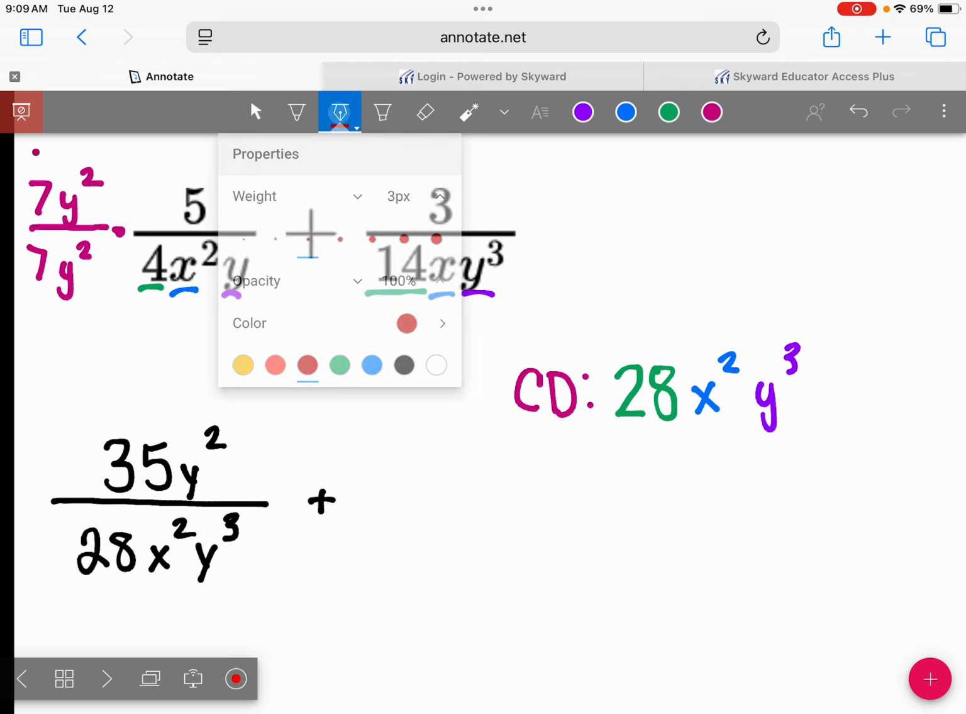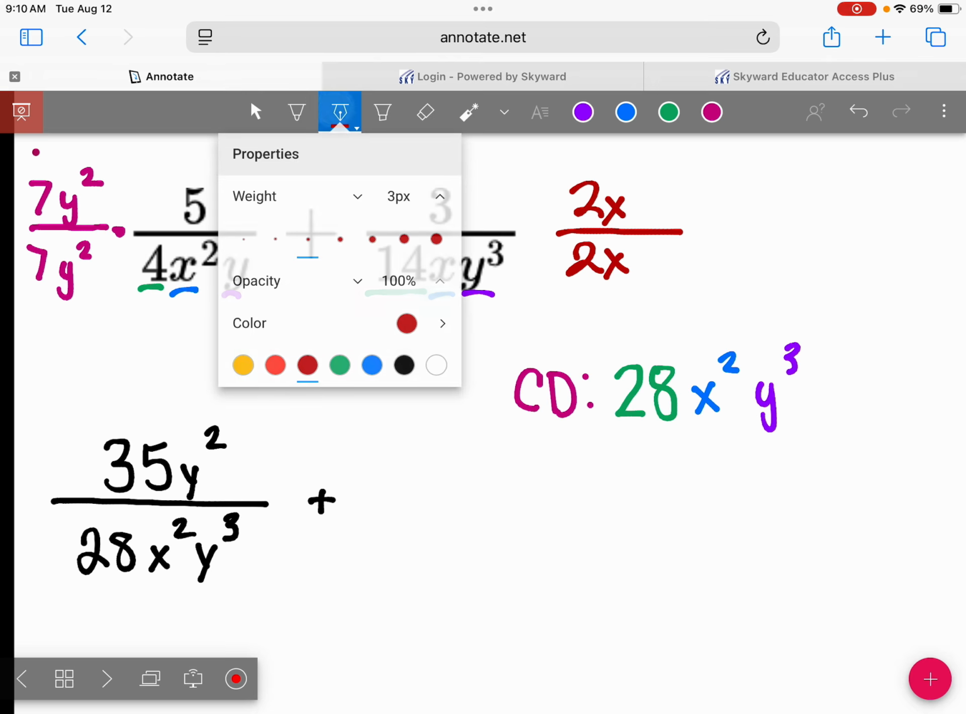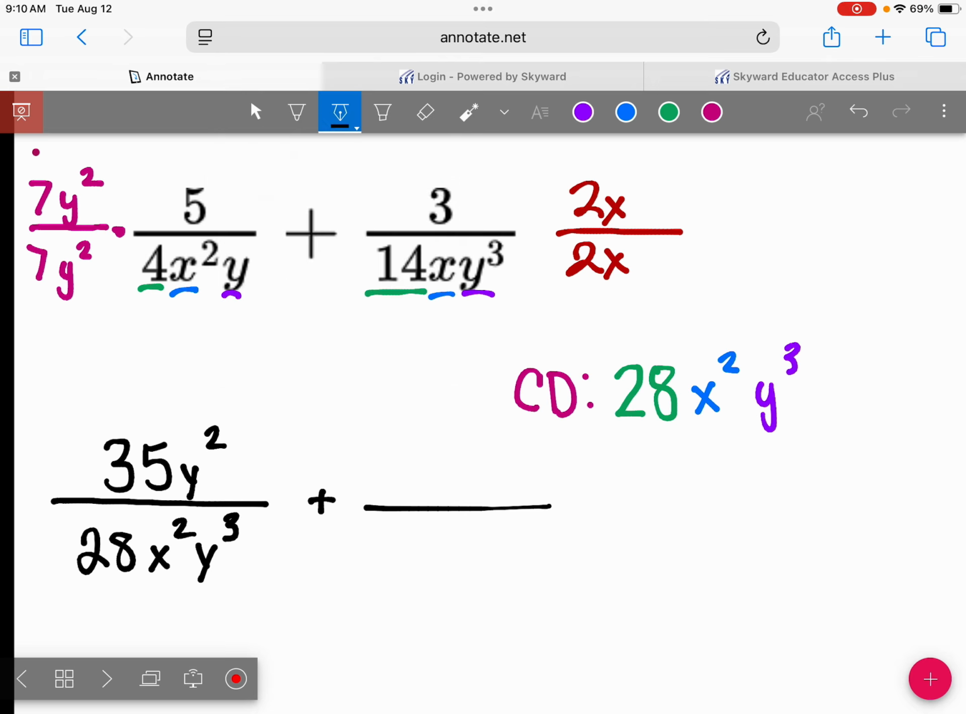What do I need to multiply this denominator by to make it be 28x squared y cubed? 2x. But I can't change my expression, so I multiply by a weird looking 1. When we multiply those together, my 3 times 2x gives us a 6x. And our denominator is going to have our 14 times 2 is 28. x times x gives me x squared. That y cubed's just chilling.